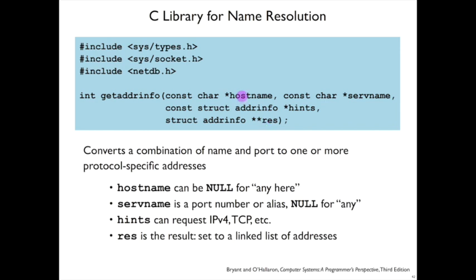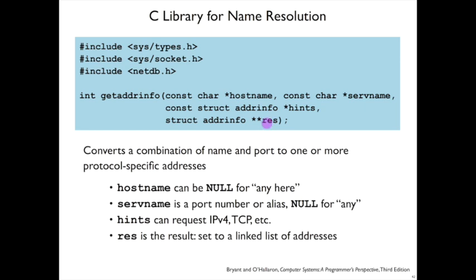The host name can be null to mean any of the possible names for the current machine. The service name can be null to mean that you're not picking a port number right now. Hints can be things like saying you're going to make an IPv4 connection or a TCP connection. getaddrinfo takes that information, uses DNS if necessary, and gives you a linked list of addresses that match up with that name. That goes in the res field.